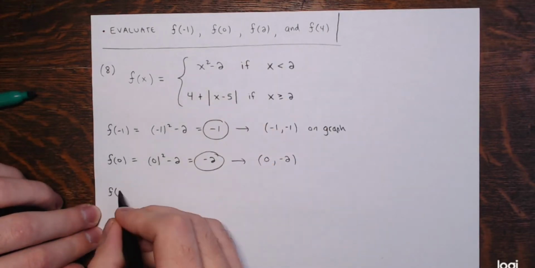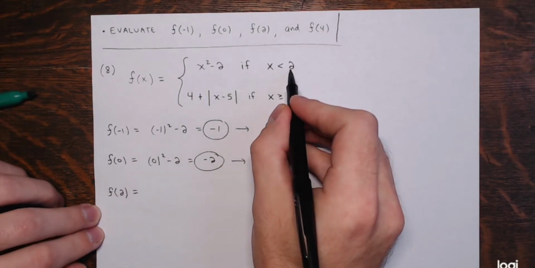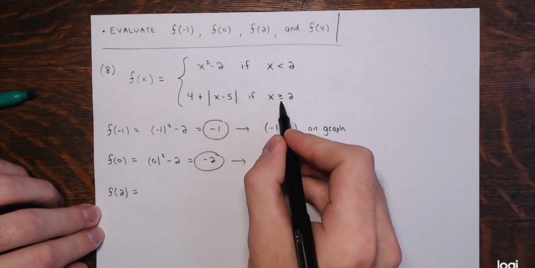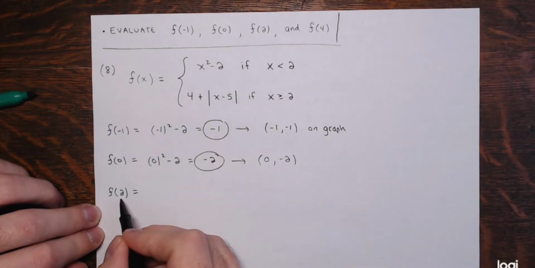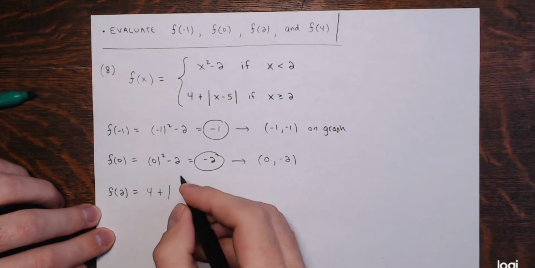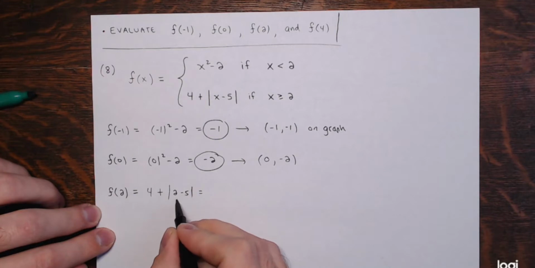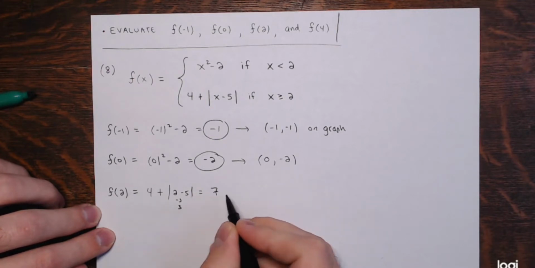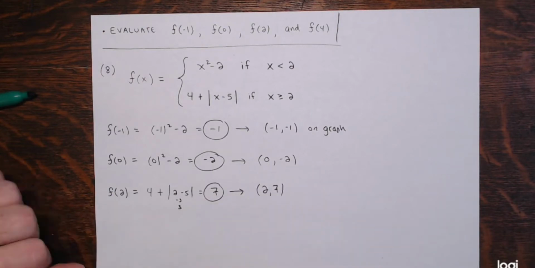What's f of 2? Right, they want f of 2 next. Now, is 2 less than 2? No. It's equal to 2. So I'm in the second piece, because this is where x is greater than or equal to 2. 2 is equal to 2. So I'm going here. Right? The output will be calculated 4 plus the absolute value of 2 minus 5. Now 2 minus 5 is negative 3, and the absolute value is positive 3. This is just 4 plus 3, that's 7. So the point (2, 7) should be on this graph.